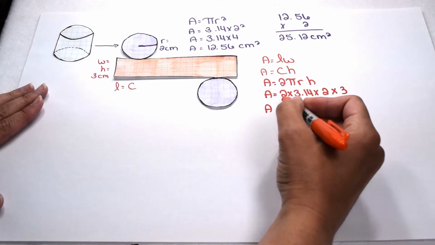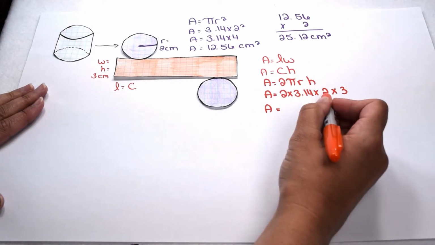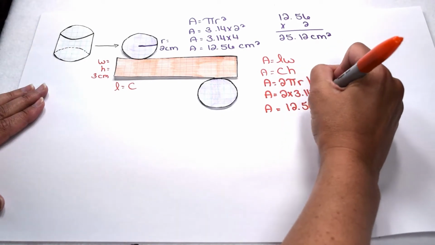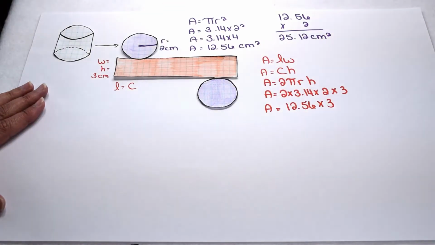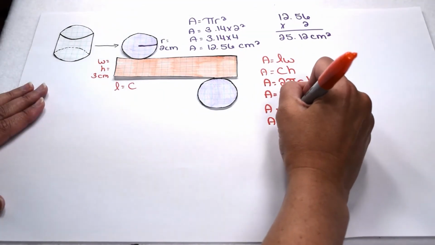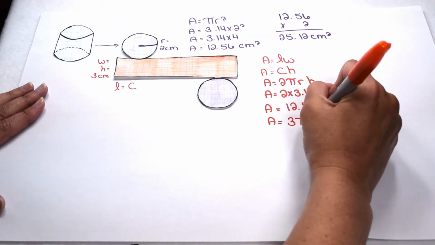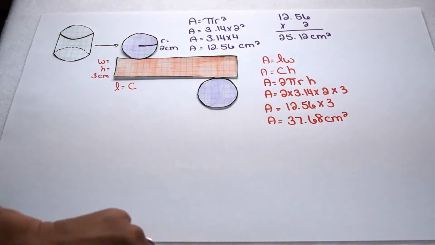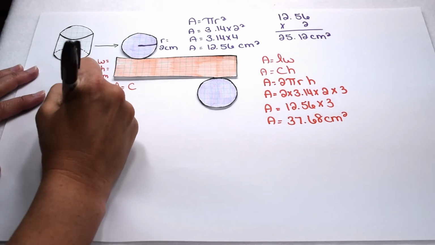Well, 2 times 3.14 is 6.28. 6.28 times 2 comes out to be 12.56. So there's our circumference that we can now multiply by our height. 12.56 times 3 means the area of our rectangle comes out to be 37.68 square centimeters. Now we can concentrate on finding our total surface area.